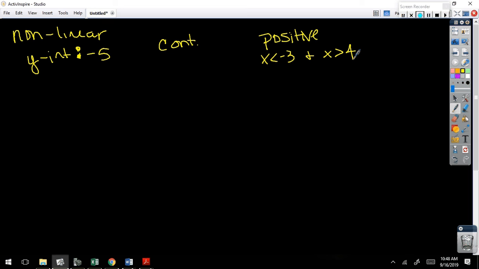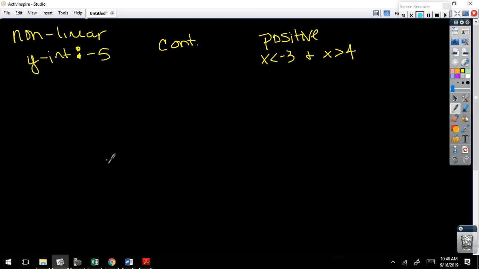But really, what is that telling me? When does it change signs? When it crosses the x-axis. So what is a good assumption as to where this function is crossing? Negative 3 and 4, right? Because if it's changing signs, it can only change signs when it crosses the axis, okay?